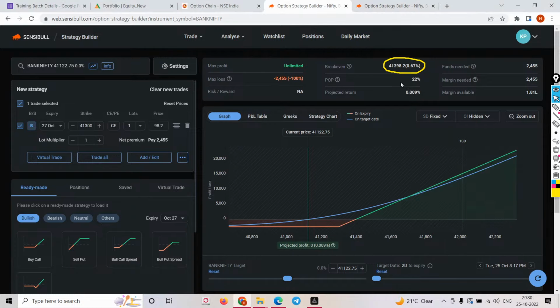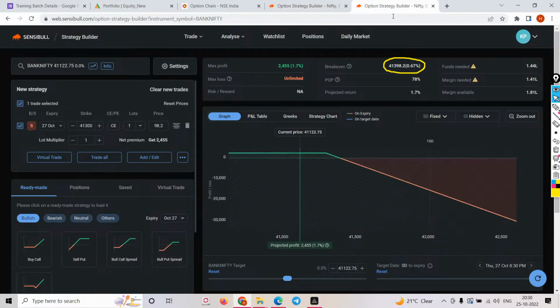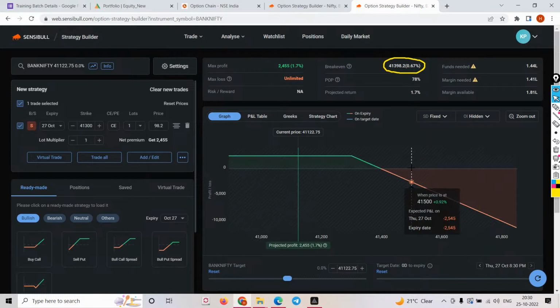As a buyer, you have the break even. This is the buyer screen. I'm just tapping on the seller screen. The seller also has 41,398. But let me show you one thing. So where is your break even? Your break even is this point. All right, this is your break even. Let me show you by hovering the mouse also.